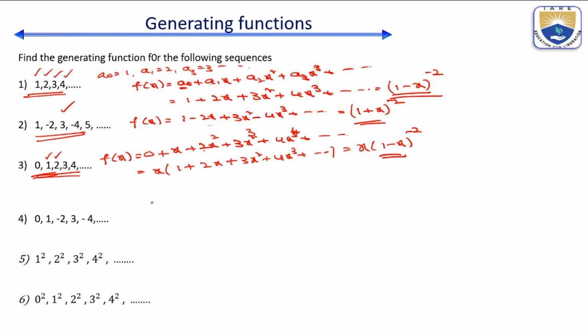Similarly, for the alternating series, as in the previous one, I am going to get x times 1 plus x whole to the power of minus 2.